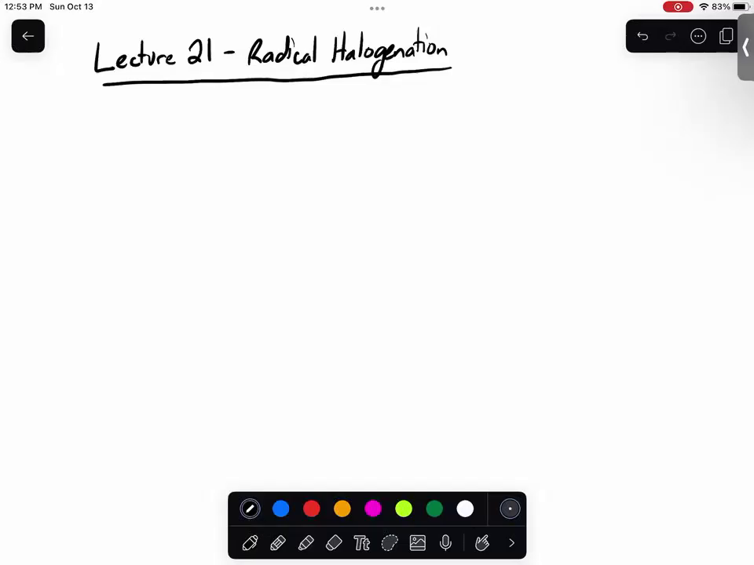Hello, everybody. Welcome back. Today, we're going to be talking about radical halogenation. This is the part of the course where we finally get into reaction chemistry, and this is also the part of the course where I would say things get a little difficult.